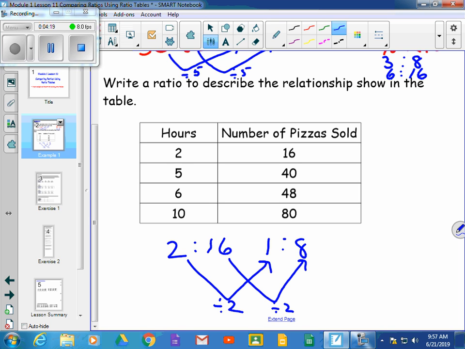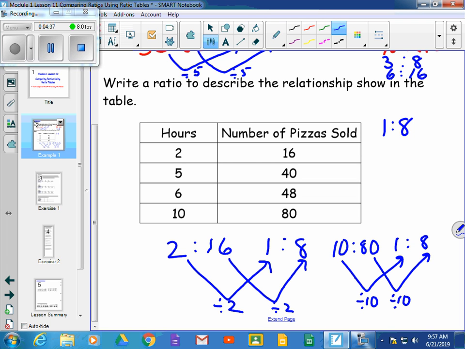You could try it for another one. You could try 10 to 80. Here we can divide 10 out of both of these. You get 1 to 8. So our ratio that describes the relationship is 1 to 8. And if we think about what that means, for every 1 hour, they're going to sell 8 pizzas. Or another way to think about it is they're selling 8 pizzas per hour.